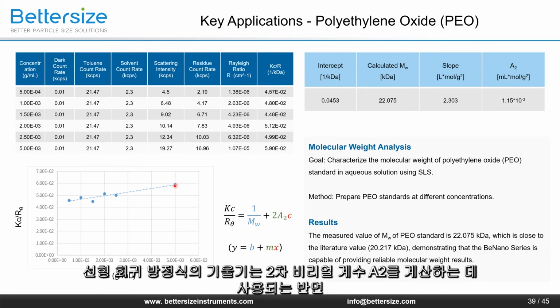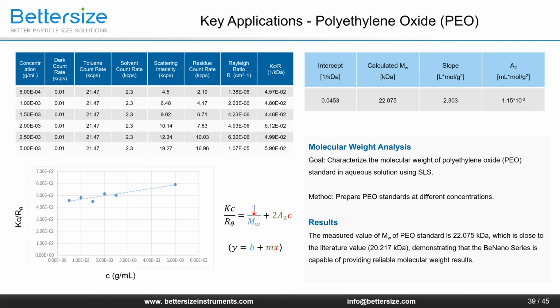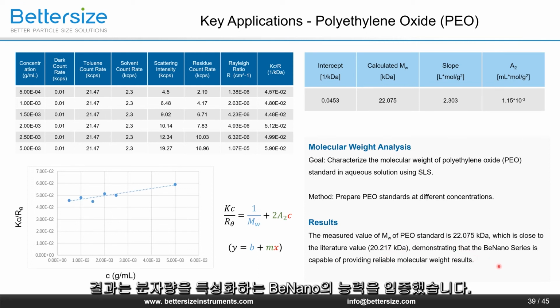The slope of the linear regression equation is used to calculate the second virial coefficient, A2, while the extrapolation of the linear regression to zero concentration gives the reciprocal of molecular weight. The deviation between the measured value and the literature value is around 10%. The results endorse the ability of BeNano for characterizing molecular weight.